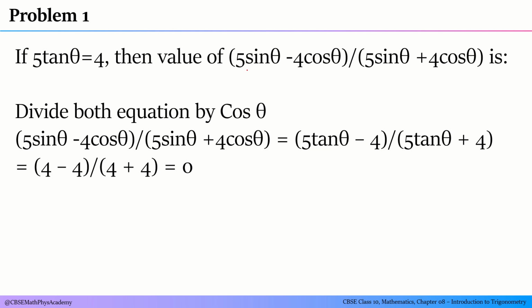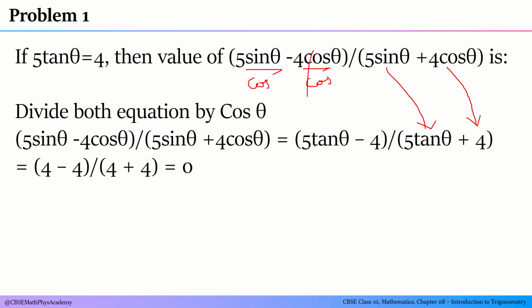So I'm dividing every term by cos theta. When I do it like that, both numerator and denominator, 5 sin theta minus 4 cos theta divided by 5 sin theta plus 4 cos theta, becomes 5 tan theta minus 4, because cos gets divided and becomes 1. Similarly, this 5 sin theta becomes 5 tan theta, and the cos gets cancelled and you have only 4.